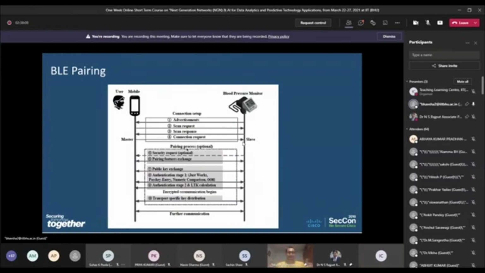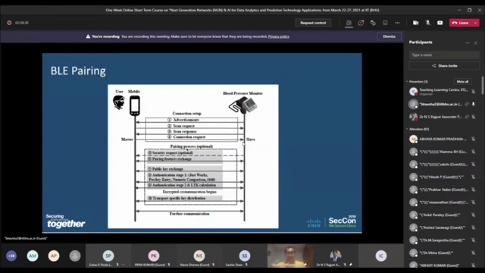And understand that this communication, the public key exchange, is all encrypted with the help of the AES cipher. So even if there is a man in the middle, you cannot determine what is getting exchanged in between. So the key has been exchanged and the application is able to connect to the device. After which, the data exchange happens.